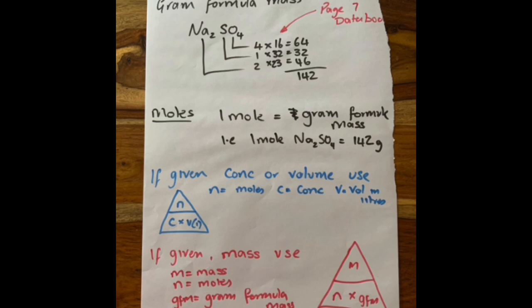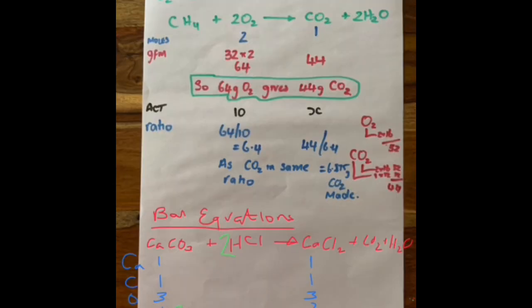Cover up what you're looking for with your thumb. That will give you the formula then for what's remaining. Here's an example of how to use the triangles and how to lay things out if you're asked for a mass or a volume or a number of moles from a given equation.